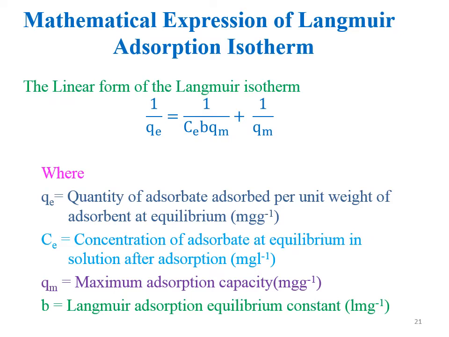Qe, Qm and Ce, we have already studied what these terms are, but we can explain them again here. Qe is the quantity of adsorbate adsorbed per unit weight of adsorbent at equilibrium condition of the adsorption process. Ce is the concentration of adsorbate at equilibrium in solution after adsorption, or at equilibrium condition. Qm is the maximum adsorption capacity, and b is the Langmuir adsorption equilibrium constant.